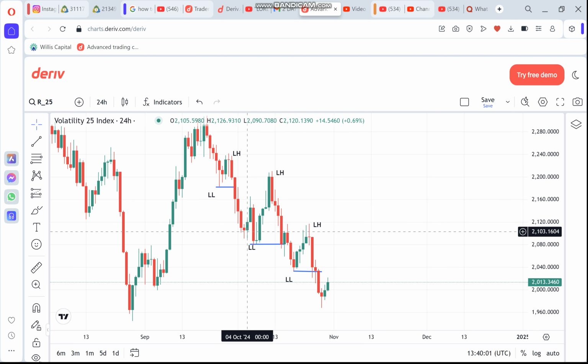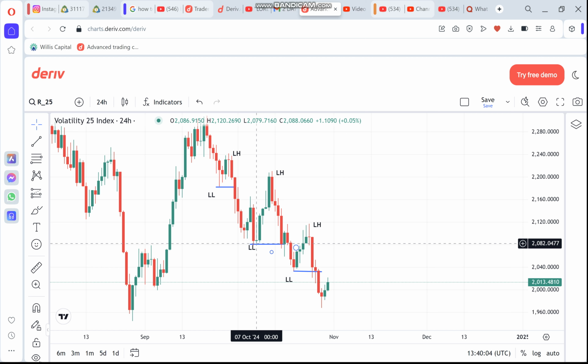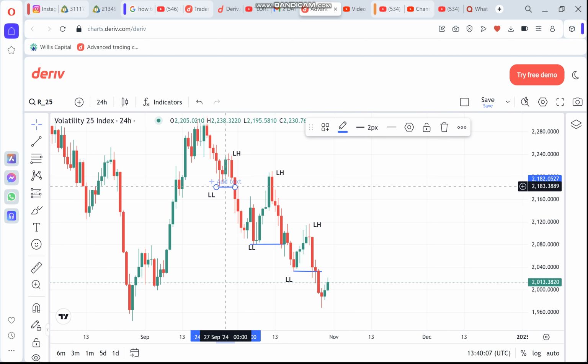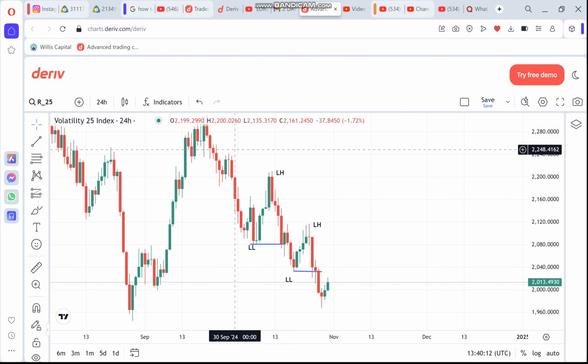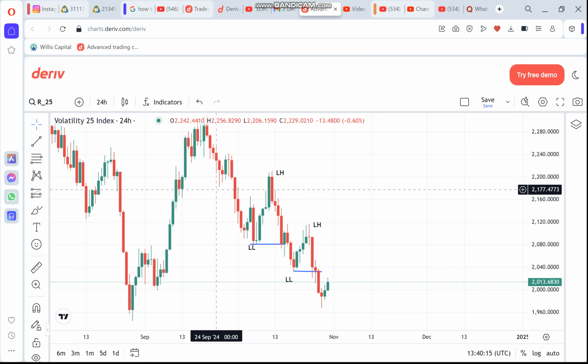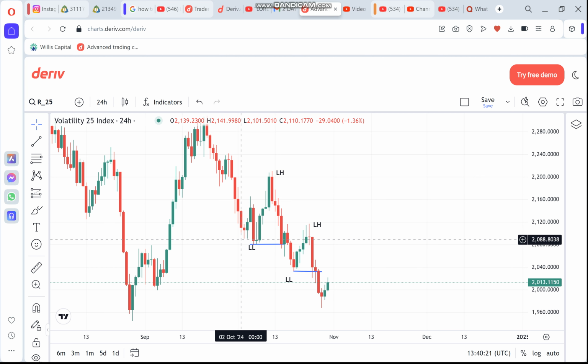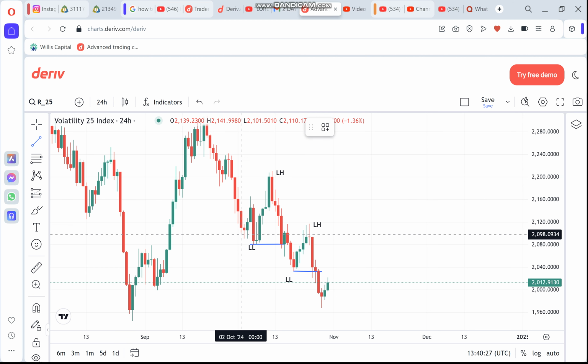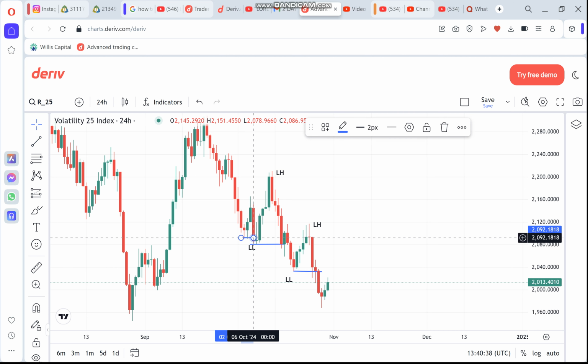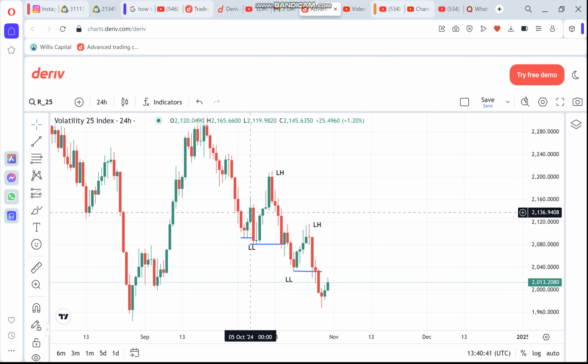So this is a valid pullback, but this one is not a valid pullback. You see, this one is not a valid pullback. Even this one wasn't a valid pullback. On this concept, of course, it was a break of structure, but it wasn't a valid pullback. This one also wasn't a valid pullback. Why? Because we have not more than 2 candles closing above one another in the downtrend. You see, we have only 2 candles, so this wasn't a pullback.